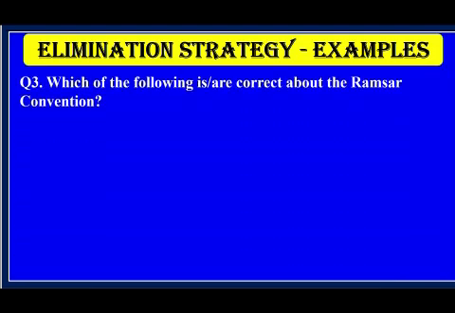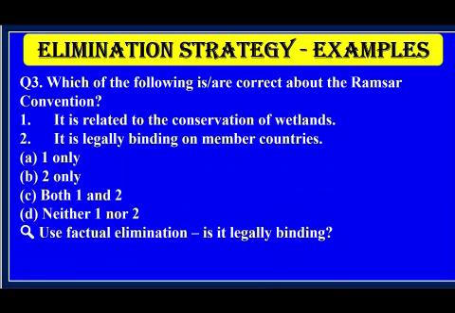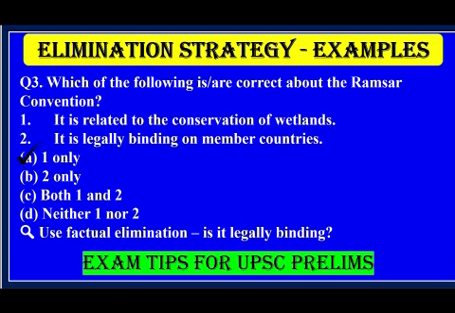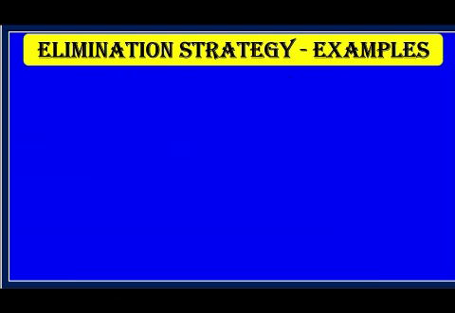Question 3 is regarding the Ramsar Convention. Which of the following is correct about the Ramsar Convention? Option 1, it is related to the conservation of wetlands. Yes, definitely. Option 2, it is legally binding on member countries. The option A is 1 only. Option B is 2 only. Option C, both 1 and 2. Option D, neither 1 nor 2. It's a factual elimination: legally binding. The convention is not legally binding on all the countries, so it's definitely not correct. It's a factual elimination. You should eliminate statement 2. Then the option is A. So option A is the right answer for this question.